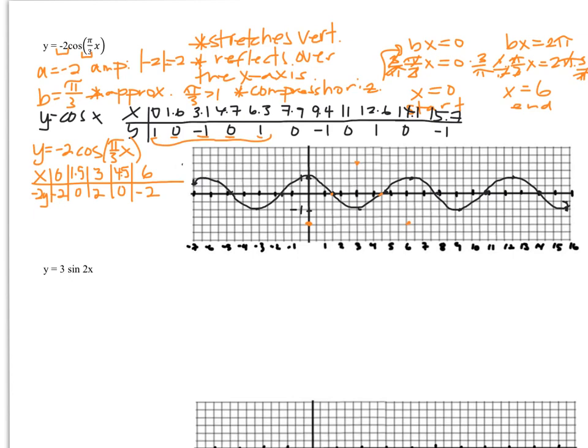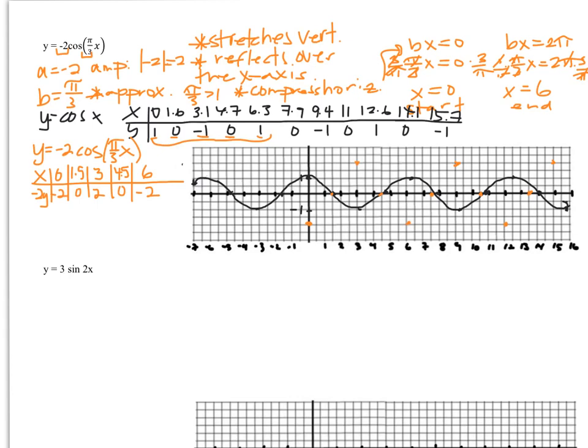If I go 1.5 more, I'm at 7.5, and then I'm back to 0. 1.5 more is 9, and I'm up to positive 2. 1.5, 10.5 down to 0. And then 1.5, 12 down to negative 2. 13.5 back to 0. Then 15 up to 2. And that's to the right-hand side.